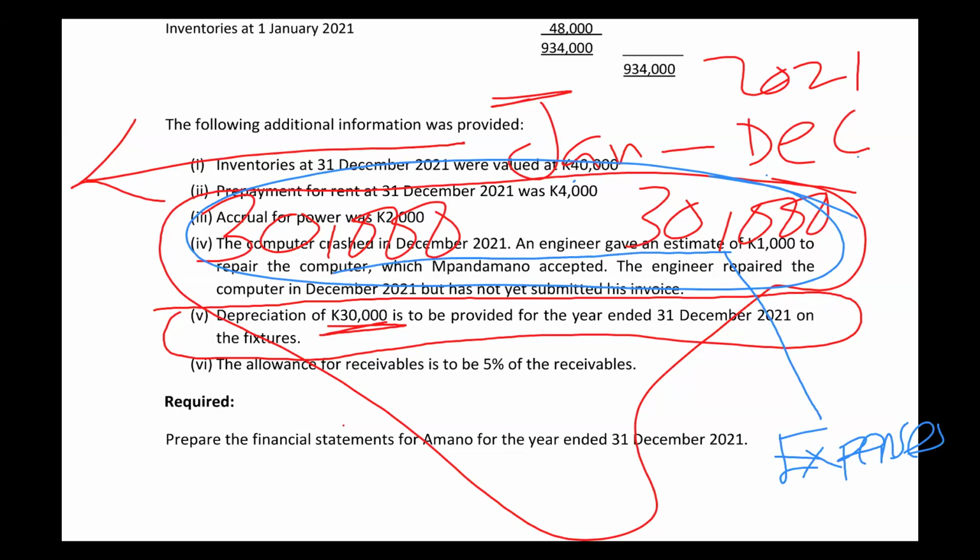Add these two, you mean the two 30,000s? Yes. This one from the time we acquired it, and this new one that has occurred from January to December. So it will be 60,000. That will be the total depreciation you report in the balance sheet. Clear? Okay. Thank you very much.